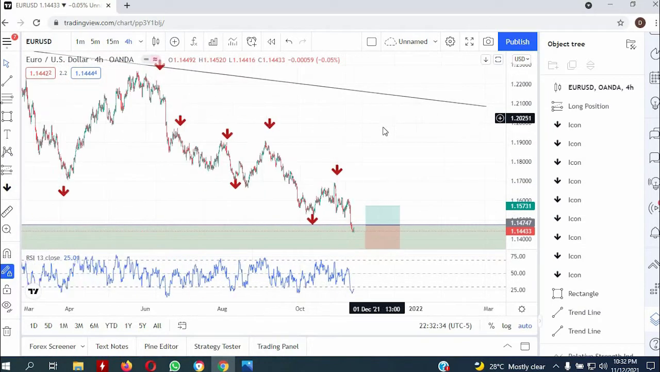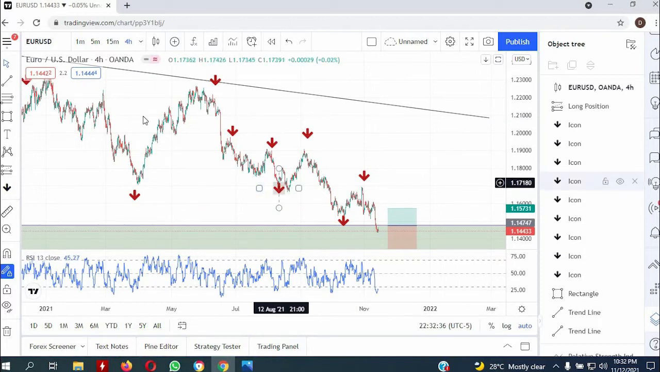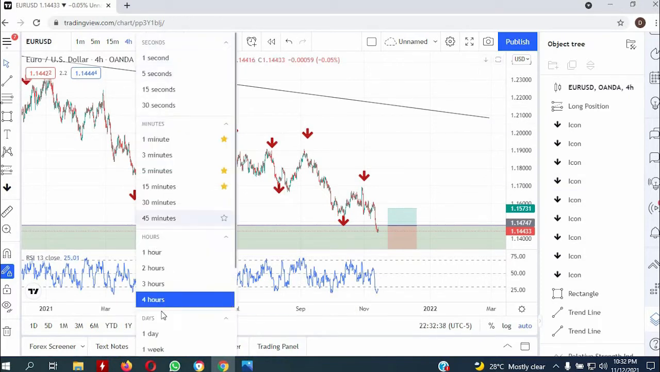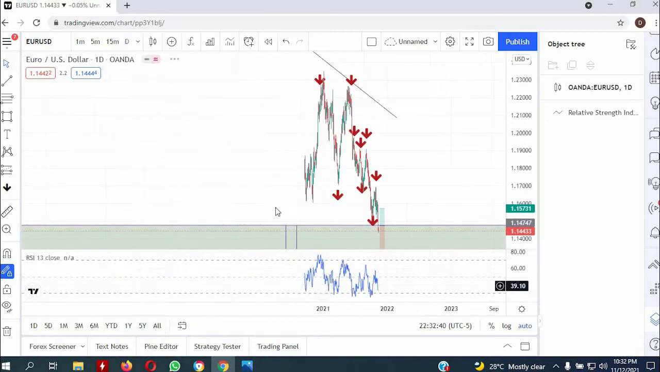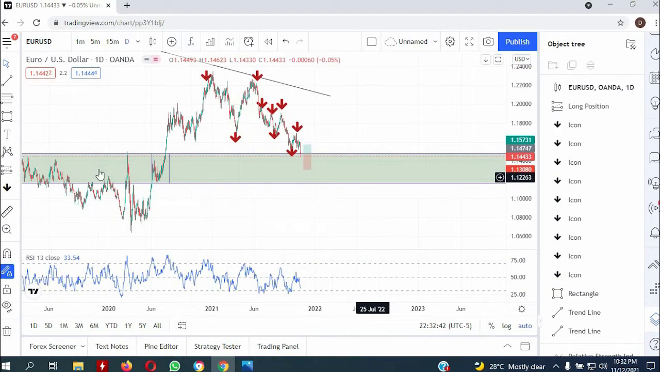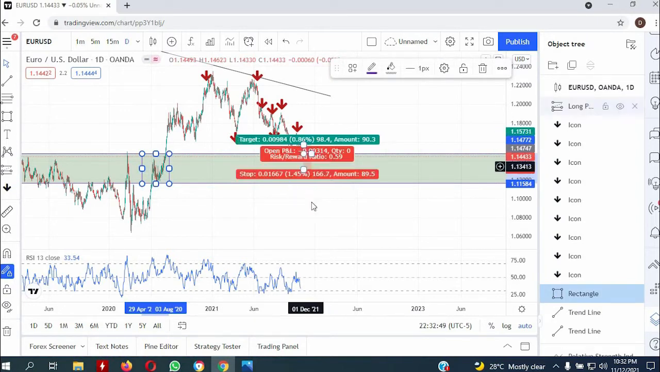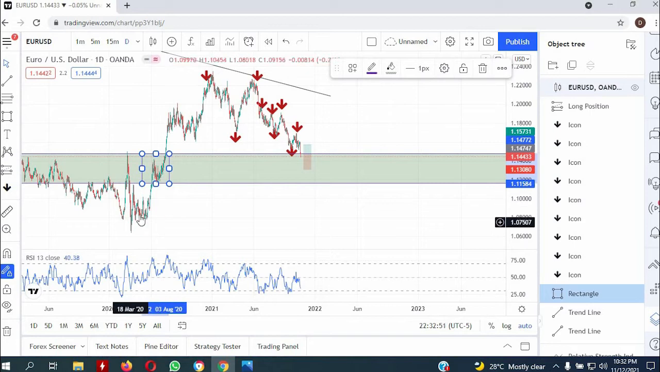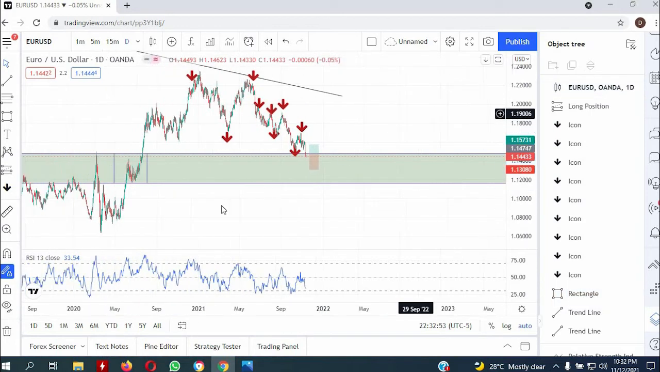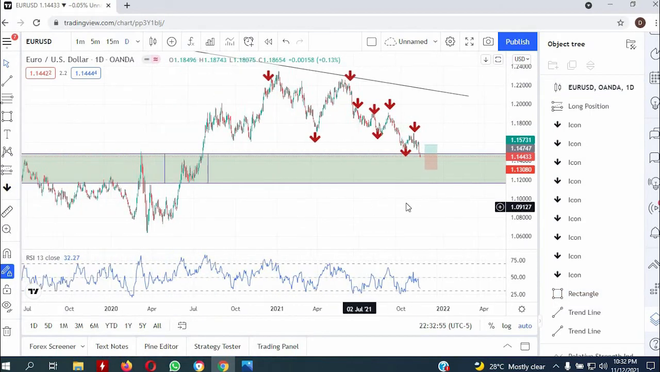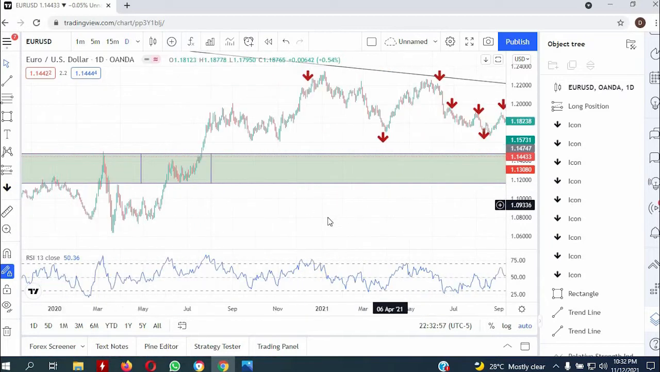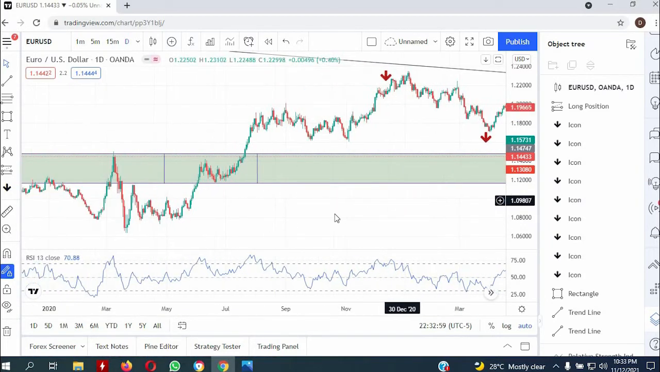if this structure right here on the EUR USD fails to resist, then the market will push further down, and this structure will offer some level of resistance as well.